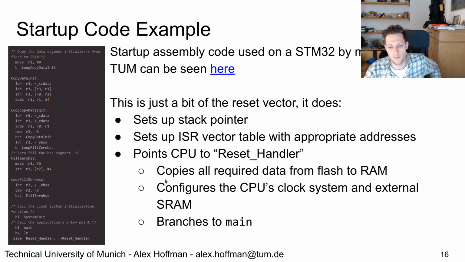And finally, we configure the CPU's clock system and external RAM, SRAM. This is what happens in this system init call, where the actual code isn't shown, but it's branching to this system init label. Then after system init has finished executing and returned, it will branch to main. So then it's executing main. This is a snippet from this startup file, with the little arrow here. And this is really when it starts to execute your code.